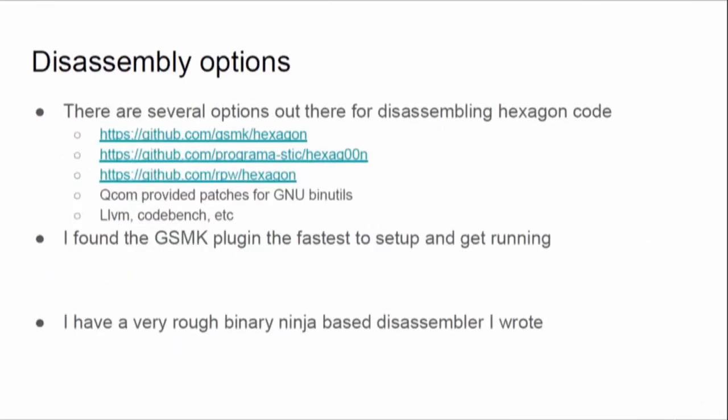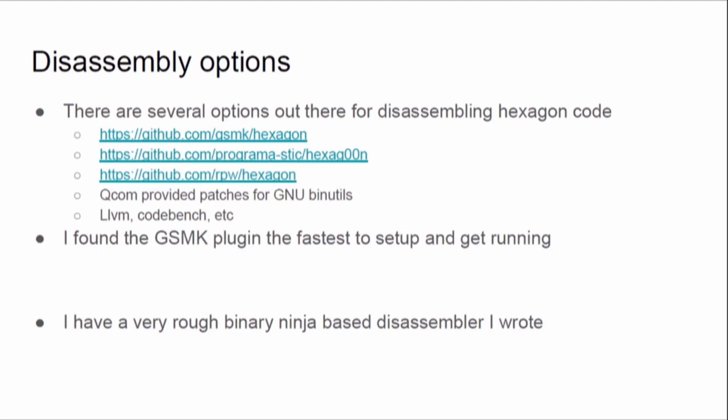So how do you actually want to get started dealing with this? It's their own custom architecture. IDA Pro does not support this natively. So there are a few plugins for IDA Pro. Out of the three of those, I found the GSMK one off of GitHub to be the most intuitive to start with at first. It's actually been updated somewhat recently for IDA 7.